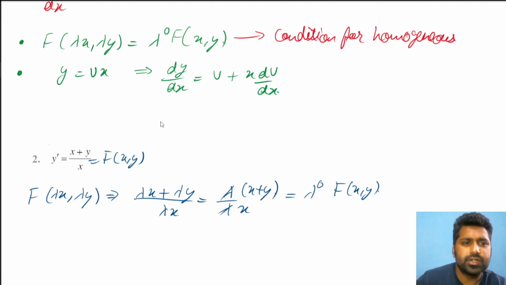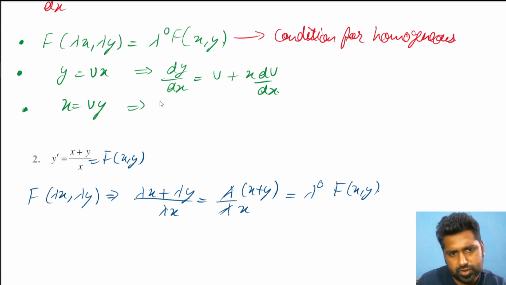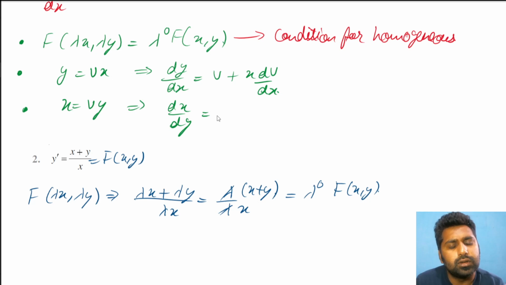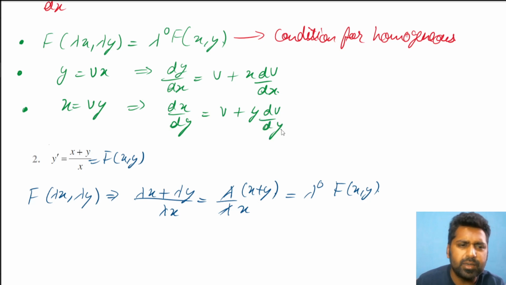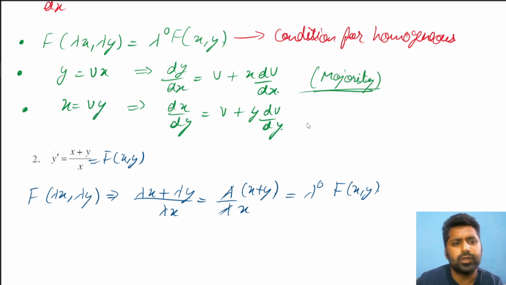In certain scenarios the question will be done by x is equal to vy also. We'll see in which scenarios, I'll explain when the conditions come. In that scenario your dx by dy will be equal to v plus y dv by dy. So basically we are replacing x by y. Majority of the time you will be dealing with the first one, very rarely you have to deal with the other one.